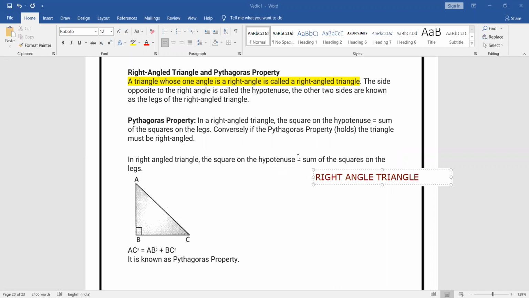Now, a few terms are there. The side opposite to the right angle is called the hypotenuse. The side opposite to 90 degrees means angle B is 90 degrees. So just see the side opposite to this angle B. Angle B's opposite side is AC, so the name of AC is hypotenuse.